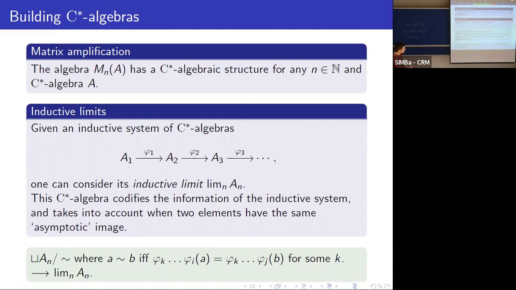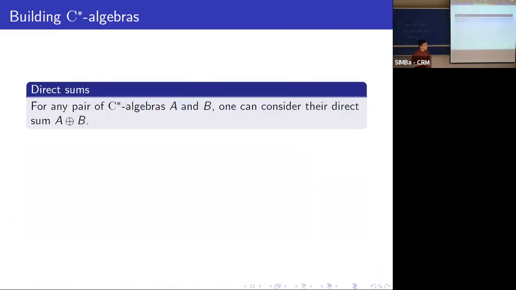This is not a C*-algebra yet, but you can use this to then build a C*-algebra, which is known as the inductive limit. Again, I will give examples of all of this in a second. Finally, the last construction that I need is direct sums, which is rather trivial, if you will. You take two C*-algebras, and then the algebraic direct sum has a C*-algebraic structure, where everything is component-wise. Involution is component-wise, product, addition, and so on. And this gives you a new system.